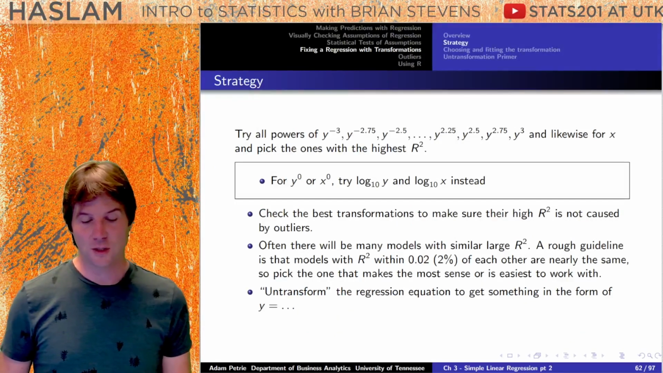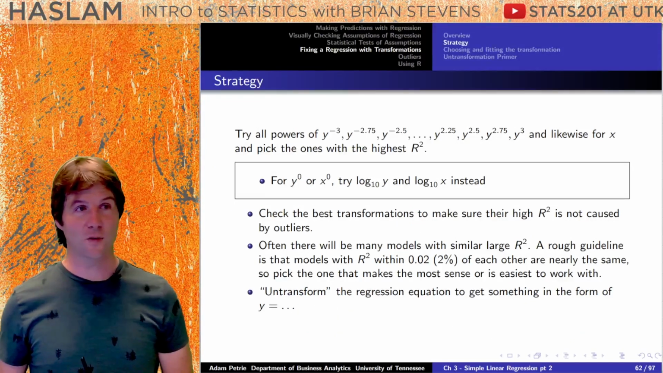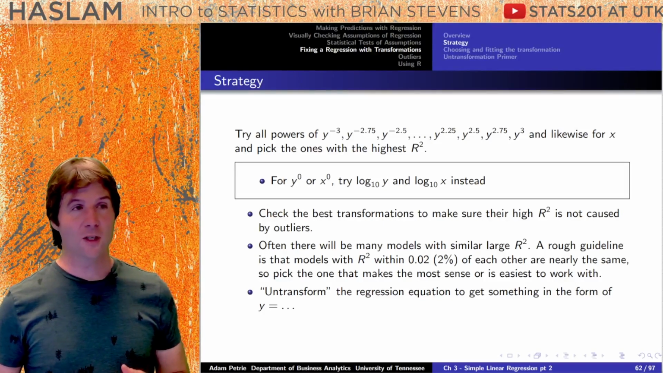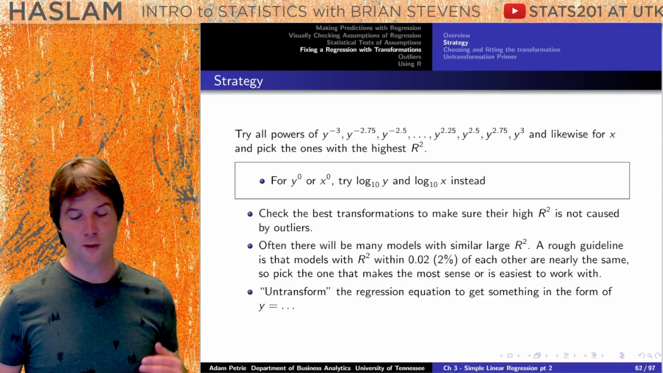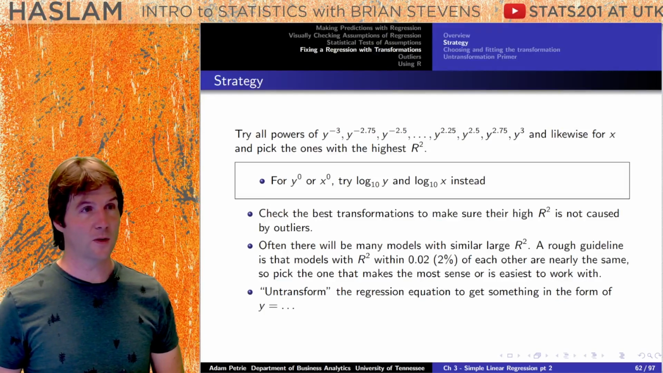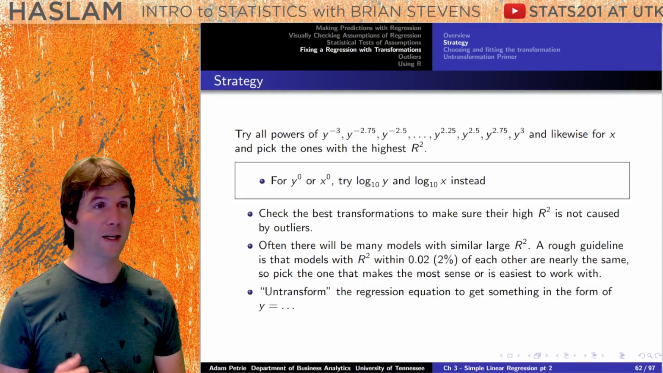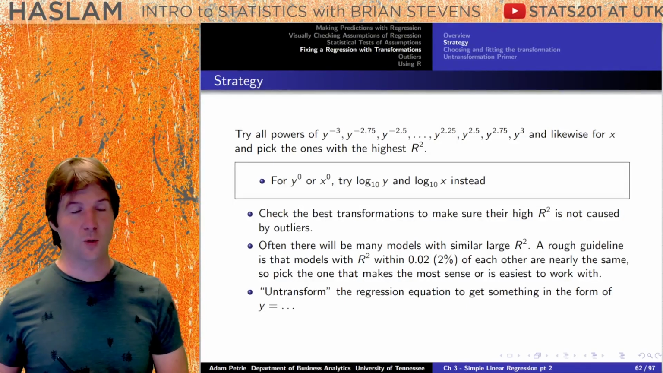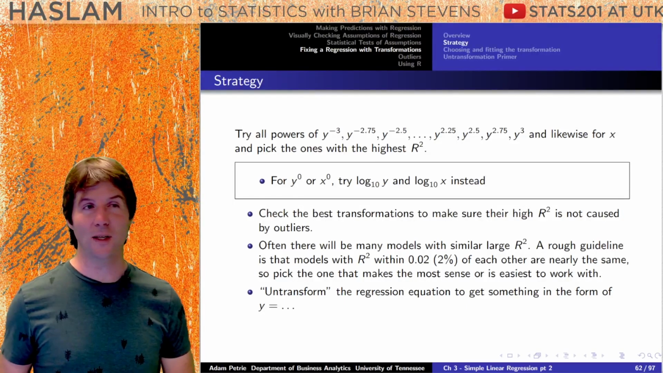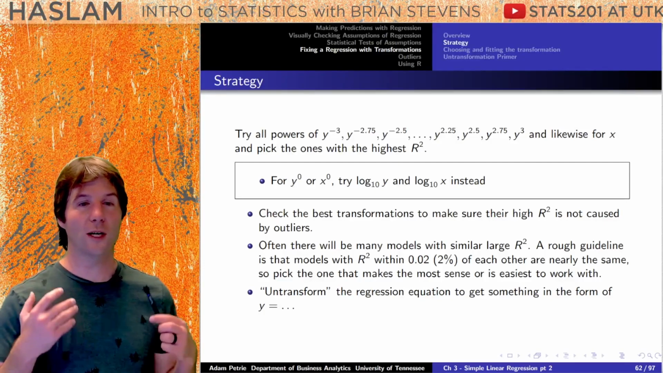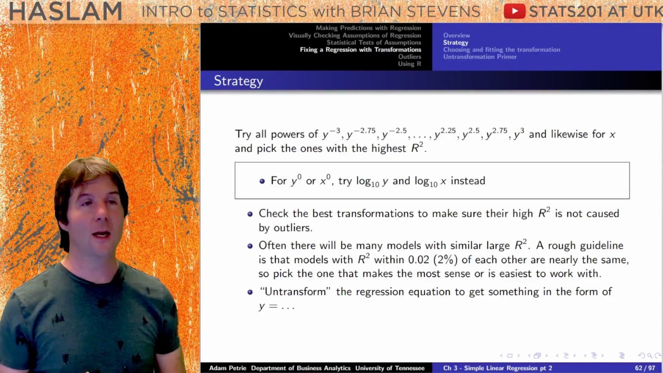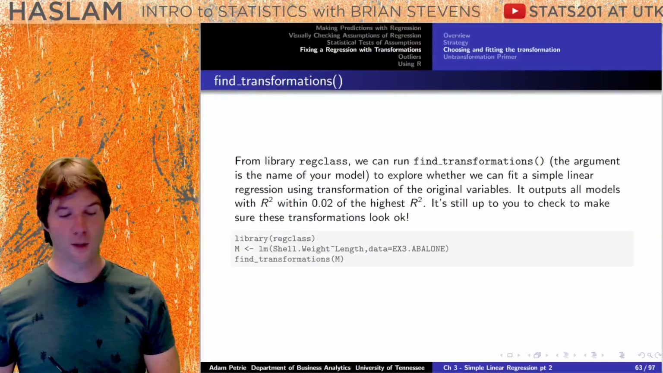As I mentioned, we are going to use the find transformation function right here. The find transformation function goes across a vector going from -3 to +3 by default, and it looks for any transformation within that range and how it impacts r squared, r squared being the percent of variation explained. So we're trying to find the best transformation that increases r squared the most.